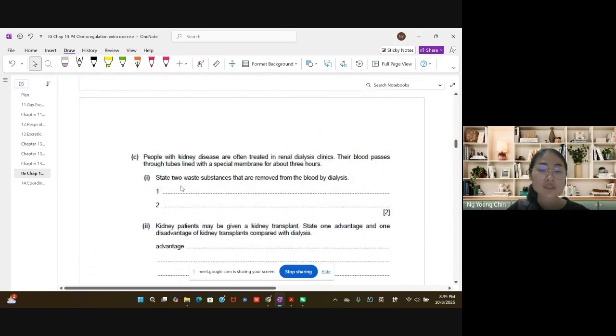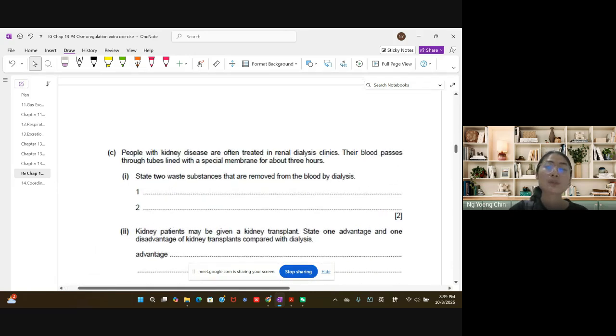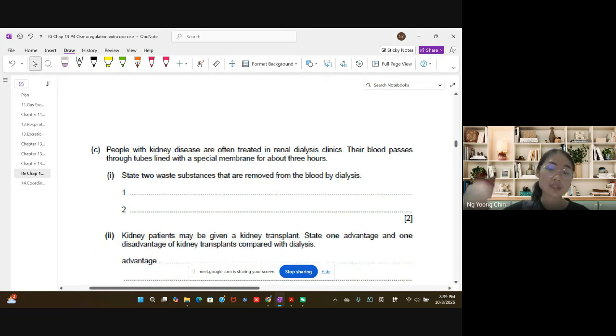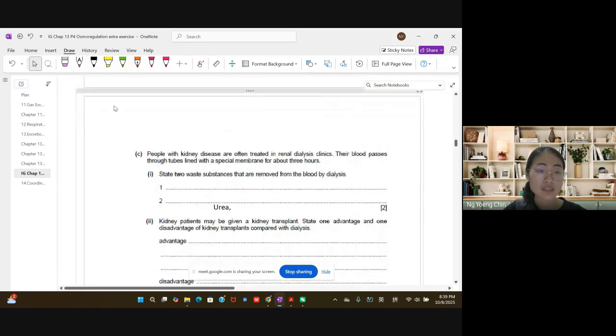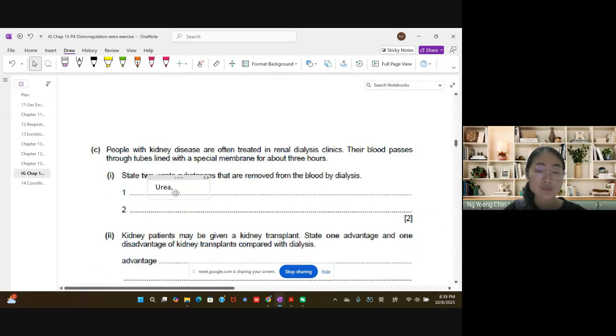Okay, substances that will be removed from the blood by dialysis include the urea, and then the ions that you can write about, such as salt, sodium chloride. You can write about this, sodium chloride, and also the water and the magnesium ion.